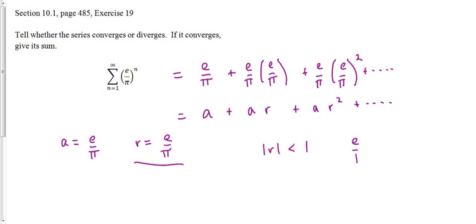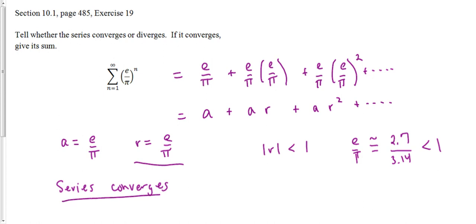Well, those are both numbers that we know. e is about 2.7 and pi is about 3.14. And while I don't need to know exactly what that's equal to, because the denominator is bigger than the numerator, I do know that that's going to be less than 1. So I know that my series converges, which was one of the questions we were supposed to answer. And the next question is, what does it converge to?